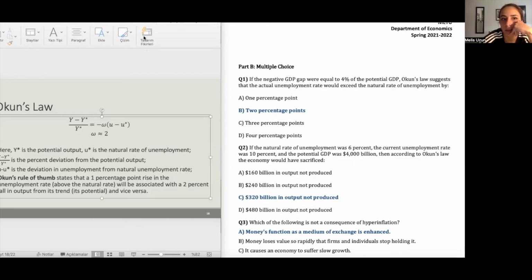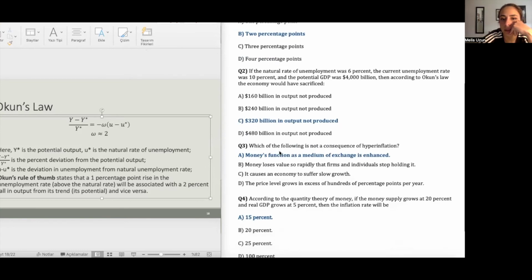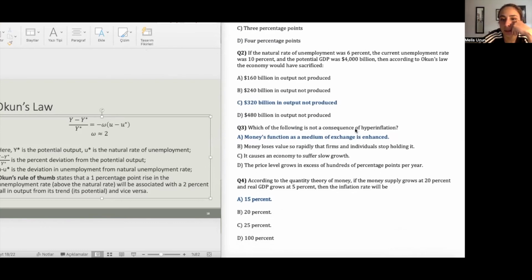Let's clear this up. Which of the following is not a consequence of hyperinflation? If you look at the other options, you will find that they are consequences of hyperinflation, but money's function as a medium of exchange is enhanced is not a consequence of hyperinflation.